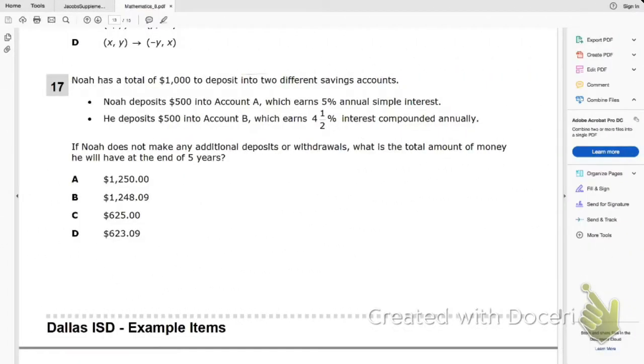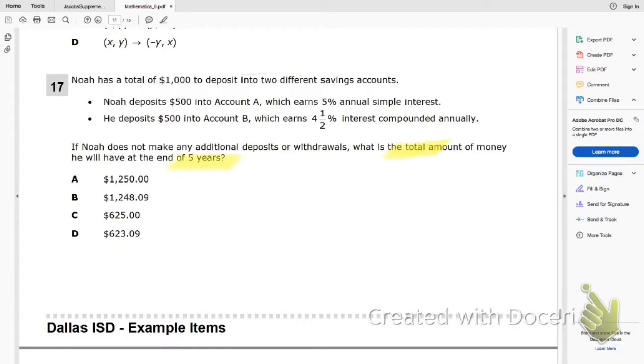Question 17 on the practice ACP. So this one's talking about Noah depositing $500 into account A, which earns 5% simple interest. Okay, and then he deposits $500 into account B, which earns 4.5%, compounded interest. Now he doesn't make any withdrawals or additional deposits. The total amount of money he'll have in 5 years. So we know it's total, and we know it's 5 years.